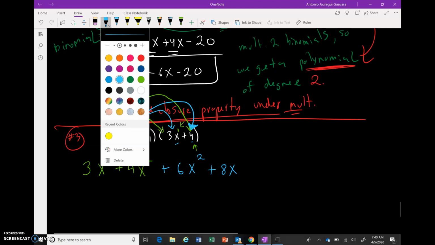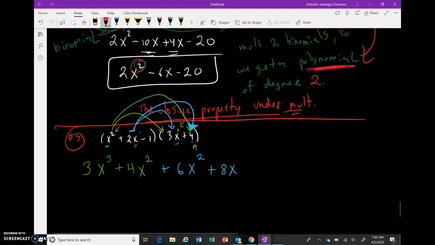Now I'm going to go ahead and do, let's see, I think red would be good for this one. Now I'm going to take care of the negative 1. So negative 1 times 3x gives me just negative 3x. And then negative 1 times 4 gives me negative 4. Okay? So then after this, you just combine like terms.